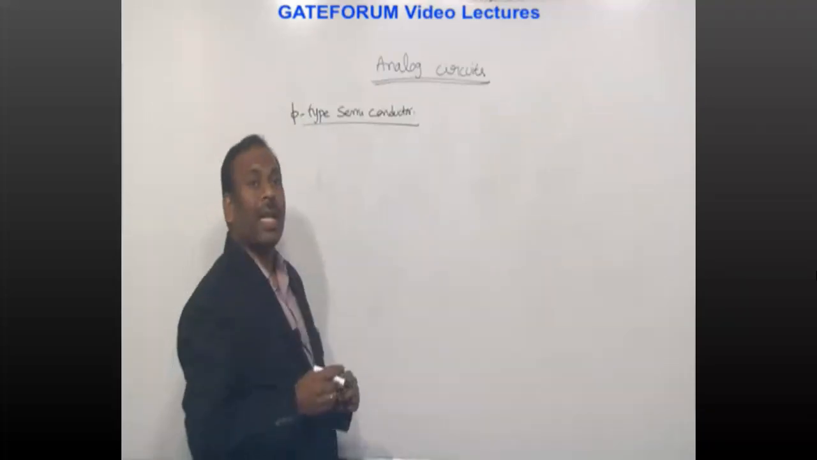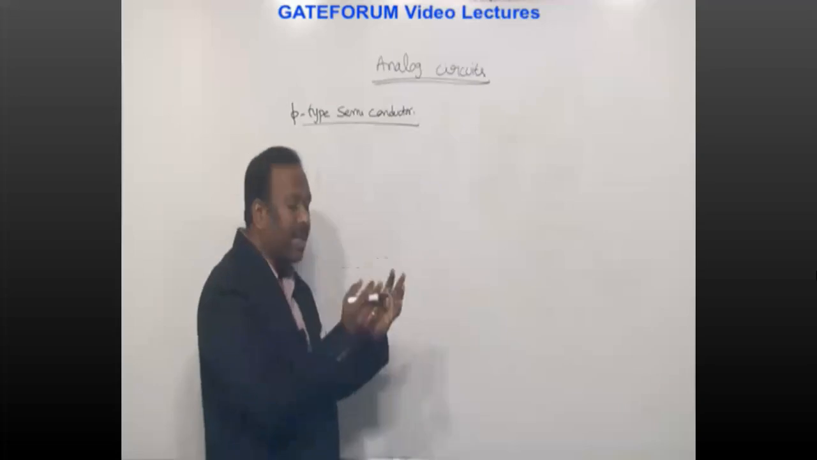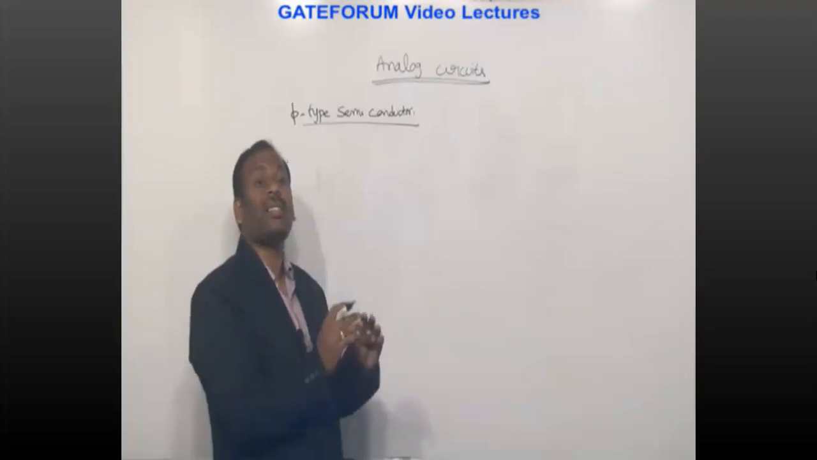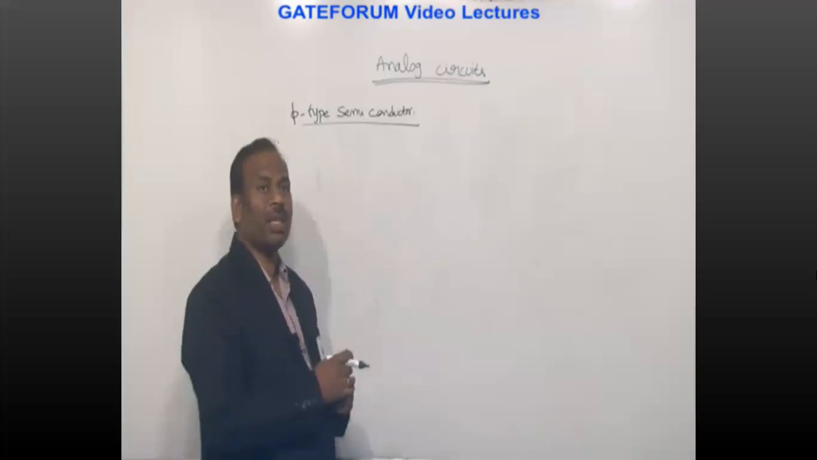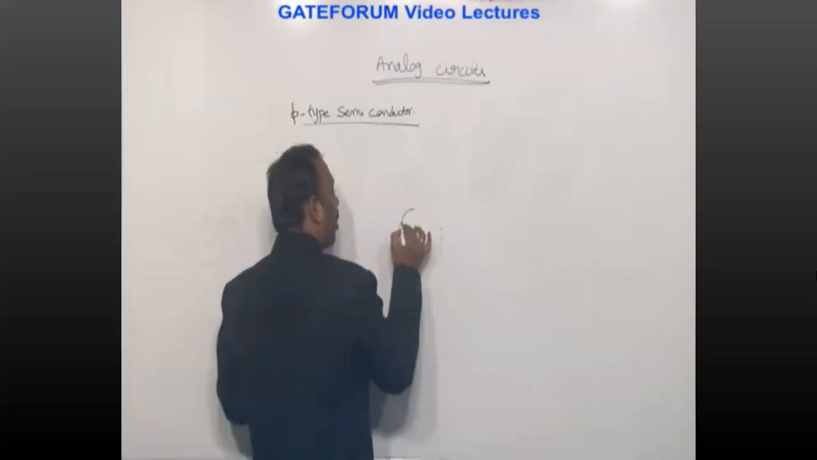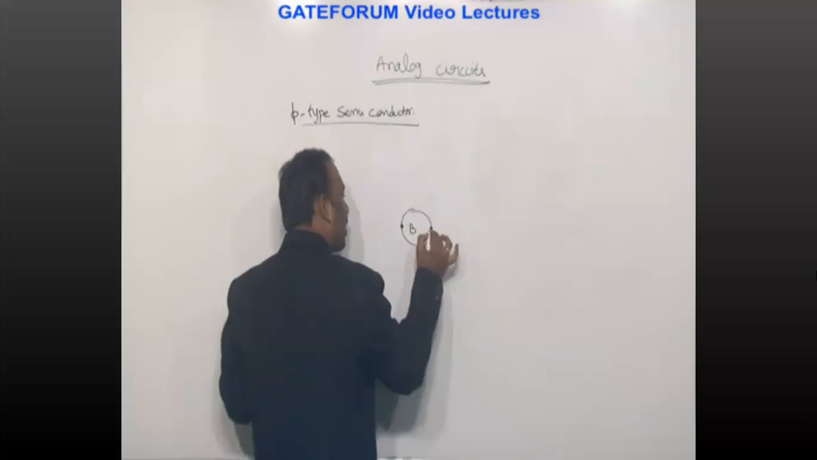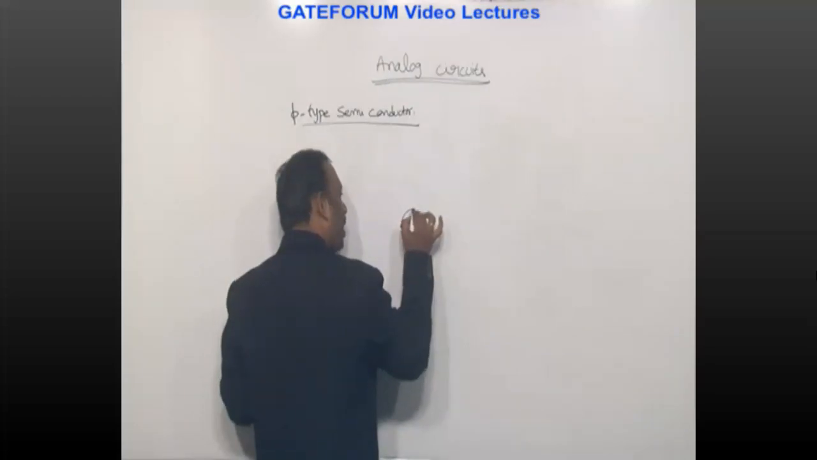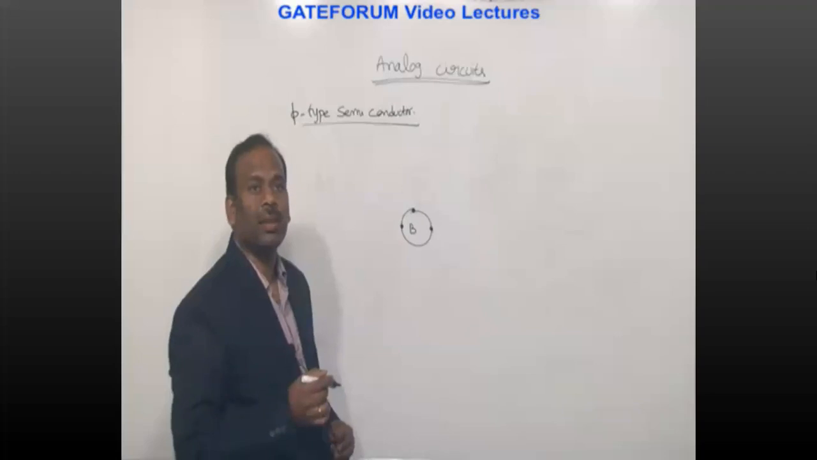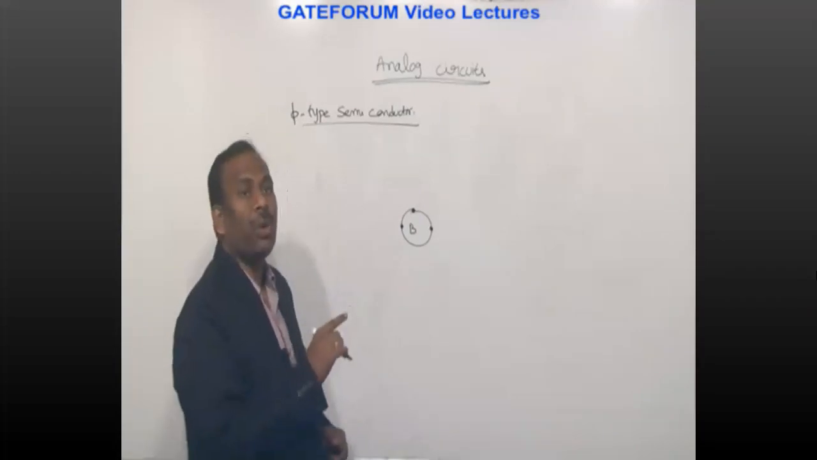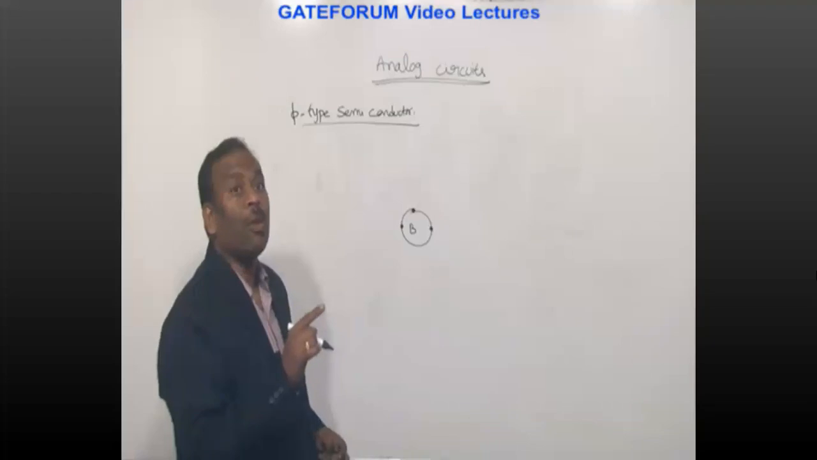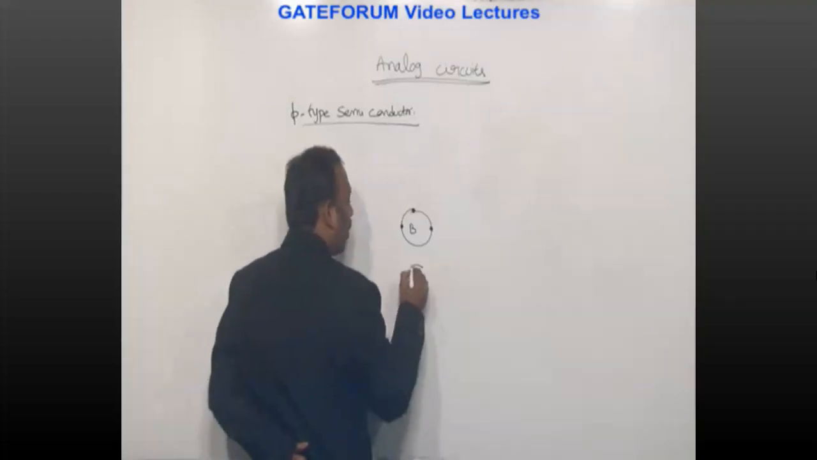In this p-type semiconductor, take silicon or germanium and add trivalent impurities. Trivalent means third group elements. Example, boron. It has only 3 valence electrons, so I am representing it with 3 valence electrons. It is surrounded by silicon atoms, which have 4 valence electrons. Therefore, I am representing it as silicon.